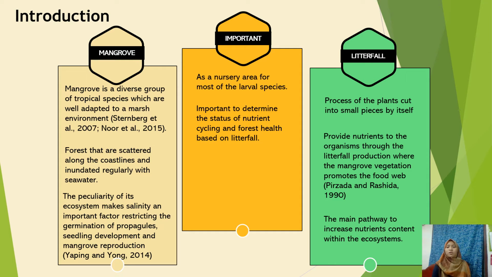So, what is litter? Litter is the plant material that is shed in small pieces, and it provides nutrients to the organisms through litter production, where the mangrove vegetation promotes the food web. Other than that, litter is also the main pathway to increase nutrients within the ecosystem.